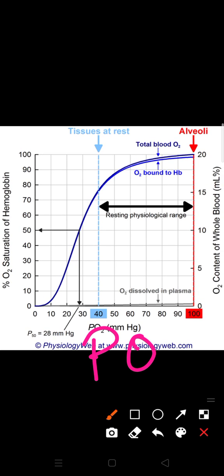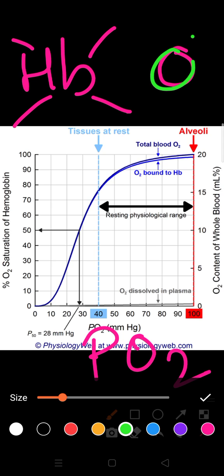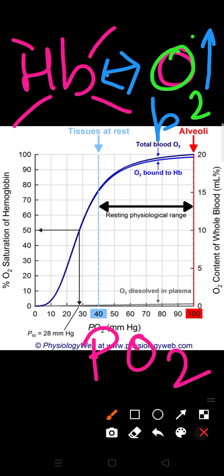PO2 means pressure of oxygen. Clear? Suppose it's hemoglobin, and hemoglobin is having 4 sites, you know very well, and there is oxygen. So how will oxygen bind with this hemoglobin at a given pressure? If you increase the pressure of oxygen, more should bind to hemoglobin. Hemoglobin is having high affinity for the association of oxygen. So what is the effect of pressure on affinity? We will understand this by this structure only.